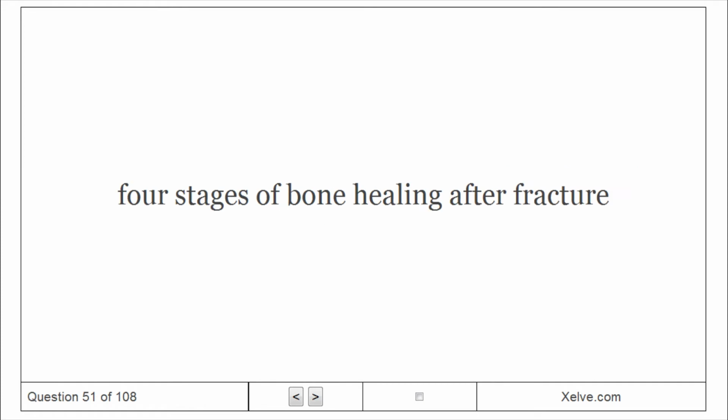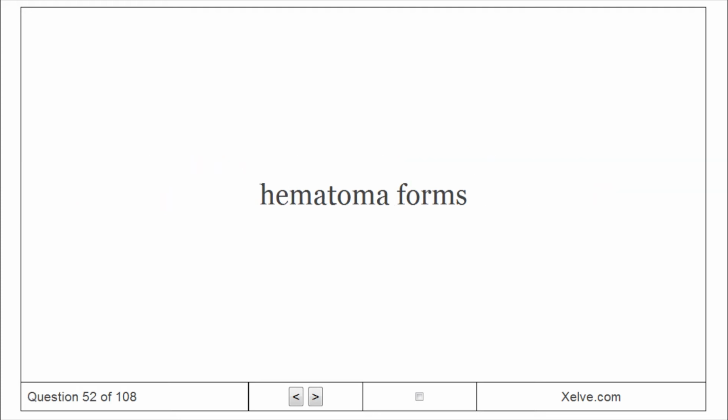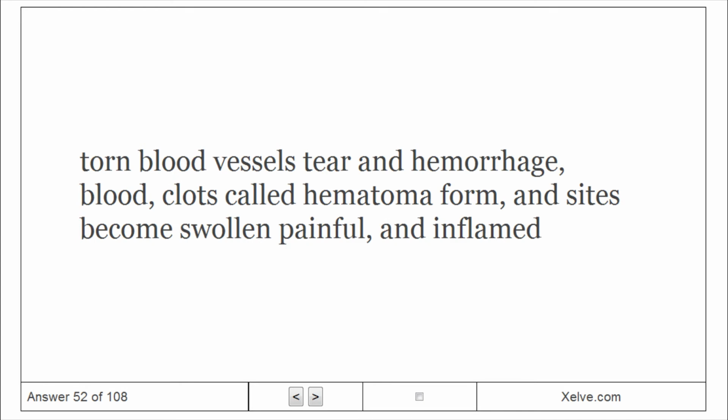Four stages of bone healing after fracture: 1. Hematoma forms. 2. Fibrocartilage callus forms. 3. Bony callus forms. 4. Bone remodeling occurs. Hematoma forms: torn blood vessels hemorrhage, blood clots called a hematoma form, and the site becomes swollen, painful, and inflamed.